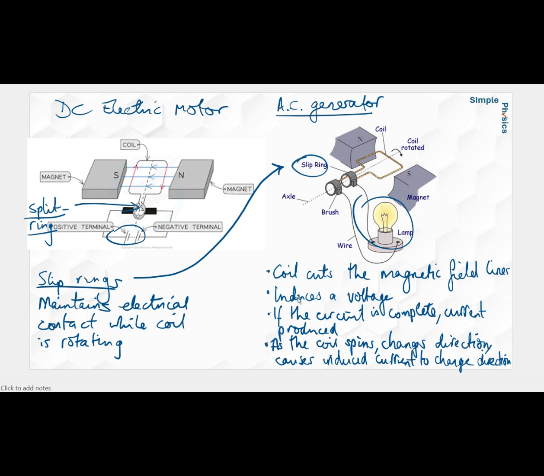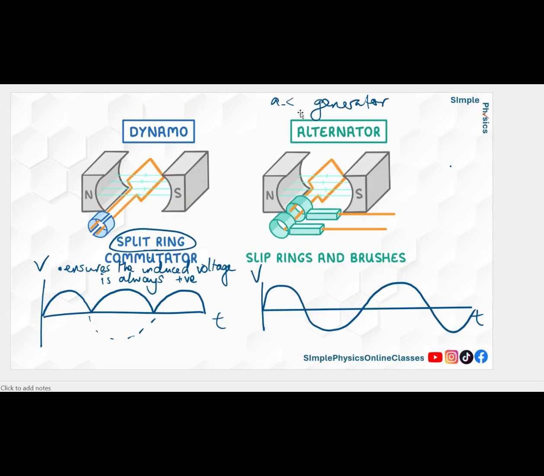So that's your three basic go-to descriptions. The last point is your context. As the coil spins, the changing direction causes the induced current to change direction. So what do you call a current that constantly changes direction? You call it an AC current. So if you look here, an AC generator produces an alternating voltage and therefore will produce an alternating current if the circuit is complete. How is a dynamo different to an alternator?